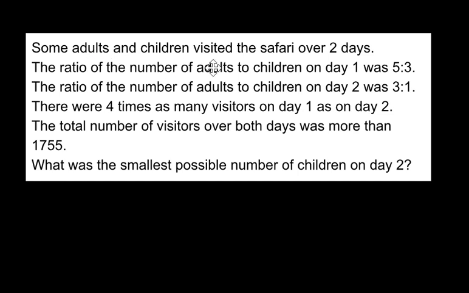Some adults and children visited the safari over 2 days. The ratio of the number of adults to children on day 1 is 5:3. The ratio of the number of adults to children on day 2 is 3:1. There were 4 times as many visitors on day 1 as on day 2. The total number of visitors over both days were more than 1755. What is the smallest possible number of children on day 2?